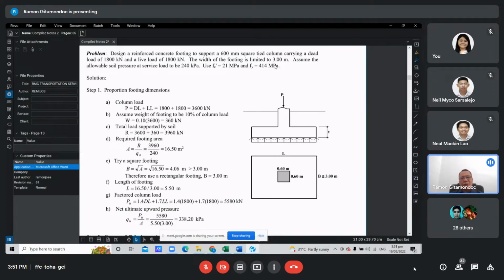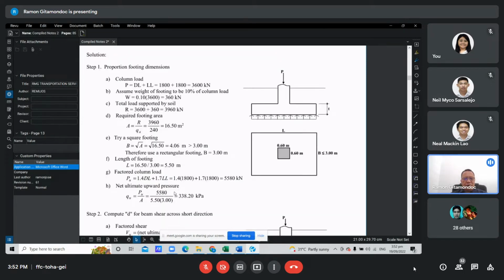But however, the problem states that the width of the footing is limited to 3 meters. So we cannot have a width wider than 3 meters, no, on one direction. So in this case, we use a rectangular footing, then we use the permissible width allowed, 3 meters. Then we calculate the length of the footing, so divide the required footing area by the width. So therefore, we have 3 meter by 5.5 meter footing. No? That is our footing dimension.